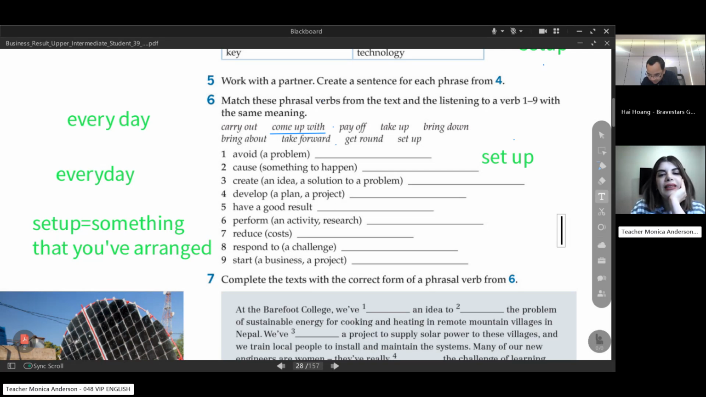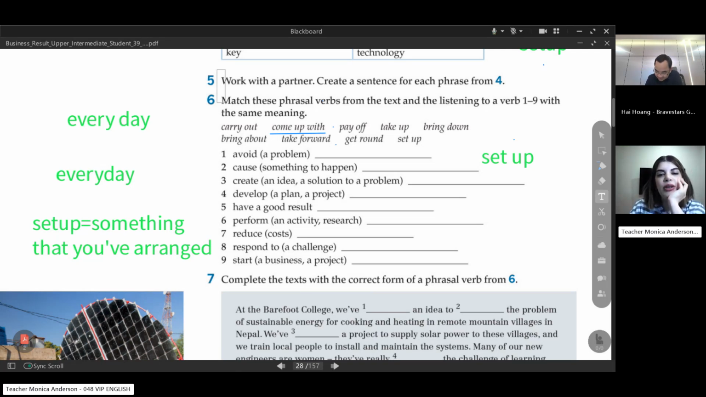Perform, carry out. You just said perform means carry out, of course. Carry out. Yeah, of course. Reduce cost. Yeah. Bring down. Reduce, of course. Bring down.